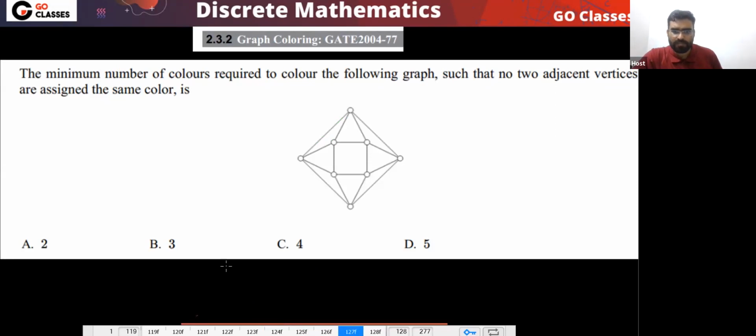Let's see this question. Okay, so tell me, from where to start for this graph? Do we have K4 in this graph? No, we don't have K4, but we have this triangle C3. So let's start with this C3. I can start like this: 1, 2, 3. Okay, very simple. 1, 2, 3.